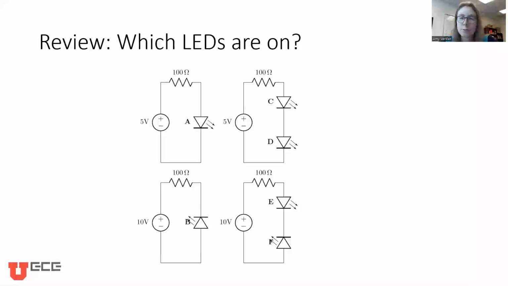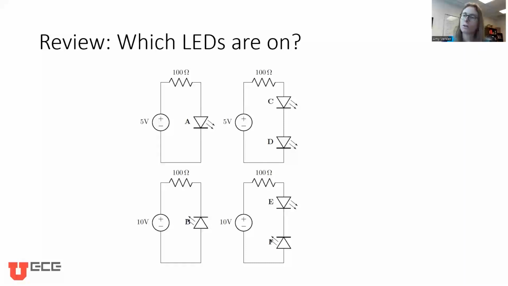Let's start with a review. So let's try to figure out which of the following diodes are on. Actually, stop your video right now and decide A through F, which diodes or LEDs are on. Okay, now we'll discuss your answers.